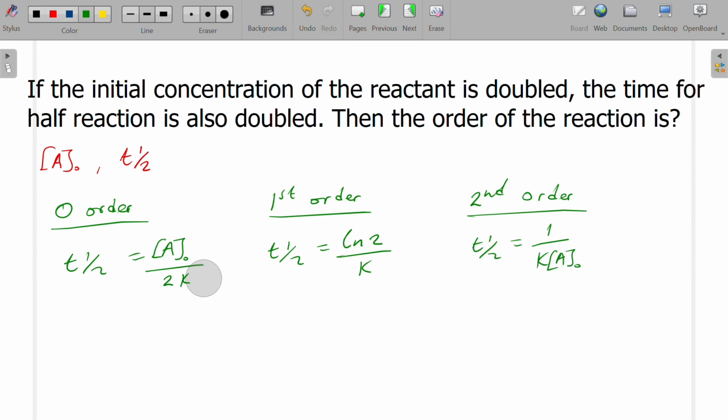So the relationship we're talking about in this question is zero order, because when we double the initial concentration, the half-life also doubles. So our answer here is the reaction is zero order. What we should know is if the reaction is zero order, increasing the initial concentration will also increase half-life. If it's first order, increasing or decreasing the initial concentration doesn't affect half-life. And in second order, the relationship is inverse. When you increase the concentration, T half reduces, and when you reduce it, T half increases.